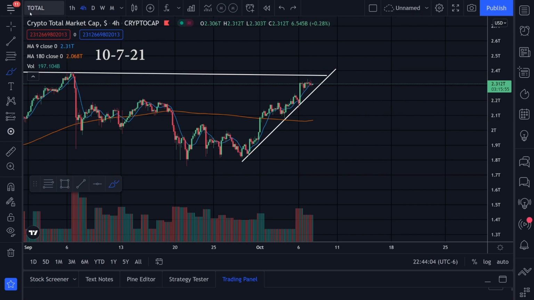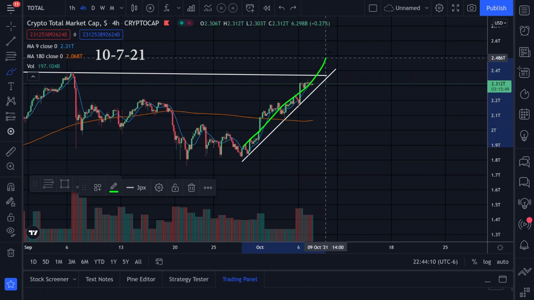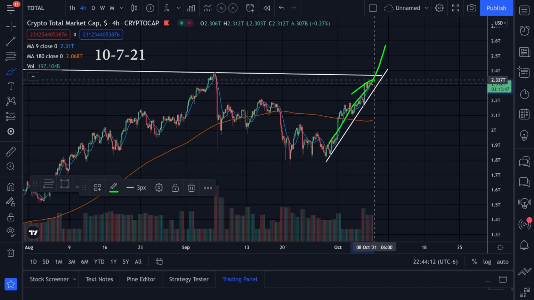The ticker symbol is TOTAL, and I think it's a really good indicator whether the whole crypto market is moving up or if we're getting rejected and heading down.